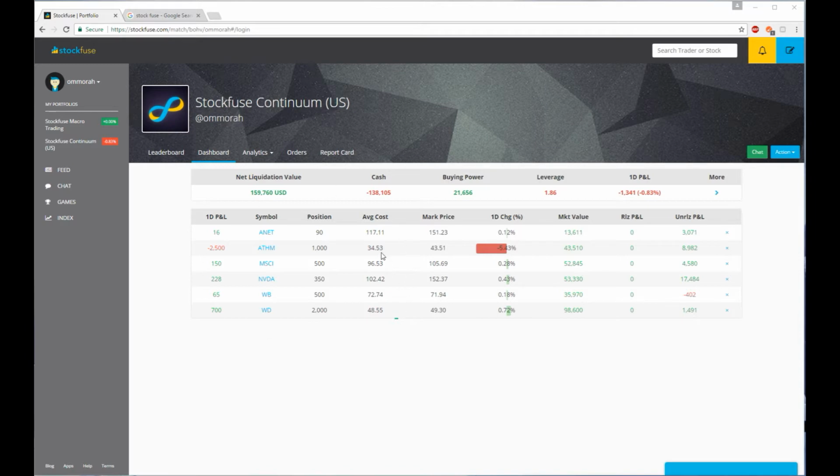So my first account is this one, Amura. Each of these accounts starts with $100,000. This account is up nearly $60,000, so it's up 60%. It's composed right now of these stocks. You can just take a gander here.